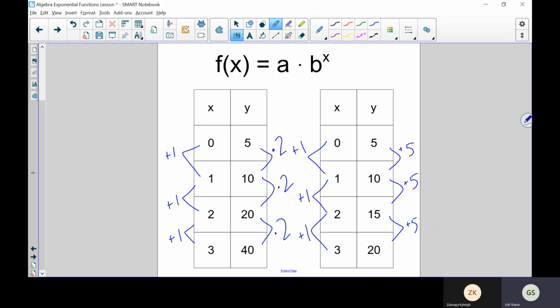So there is a pattern, but it's based on multiplication, not addition.